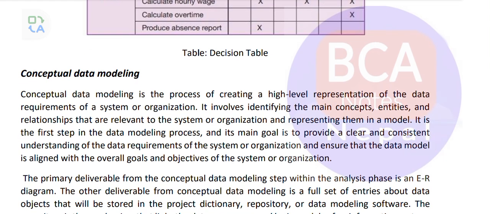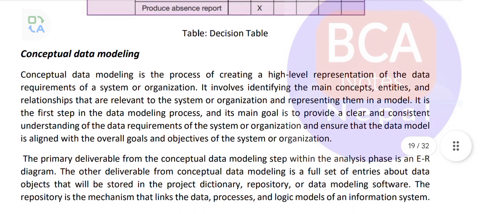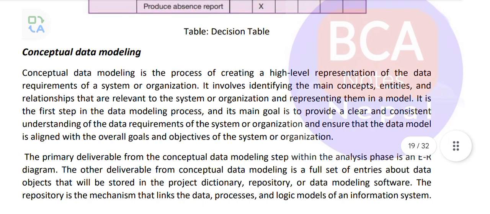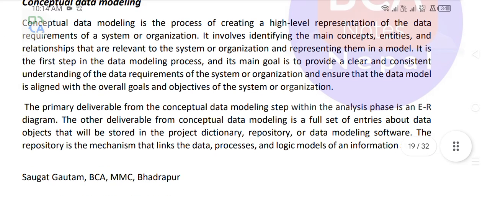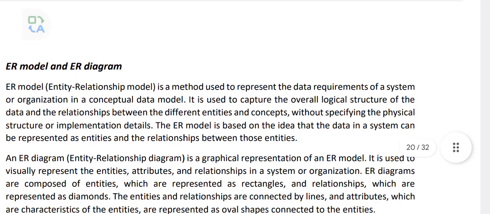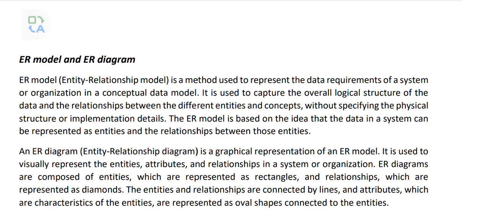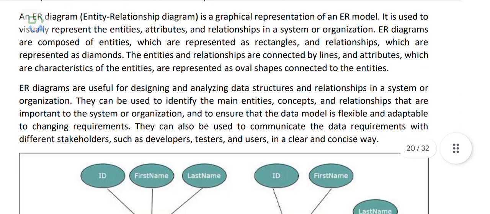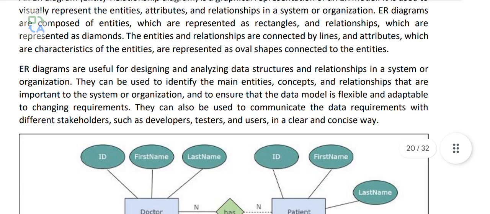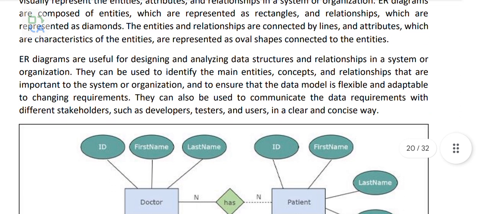Conceptual data modeling is the process of creating a high-level representation of the data requirements of the system or organization. It involves identifying the main concepts, entities. The primary deliverable is the ER diagram. The entity relationship model is a method used to represent the data requirements of the system or the organization. Conceptual data modeling is used to capture the overall logical structure. The ER diagram is the graphical representation of the ER model. ER diagrams are used for designing and analyzing the data structure and the relationships in a system.